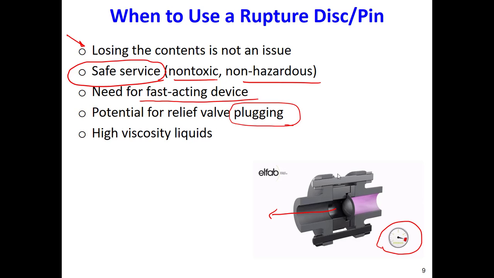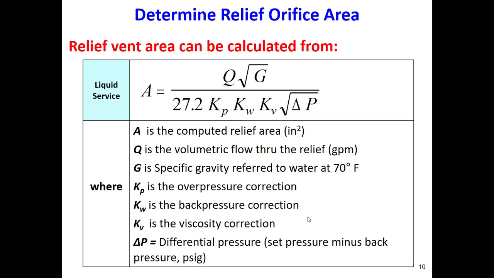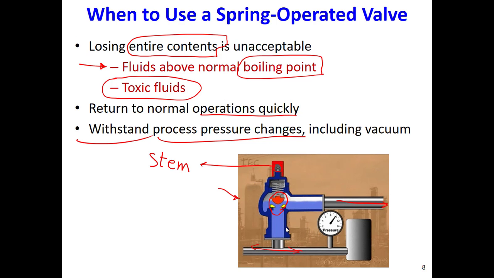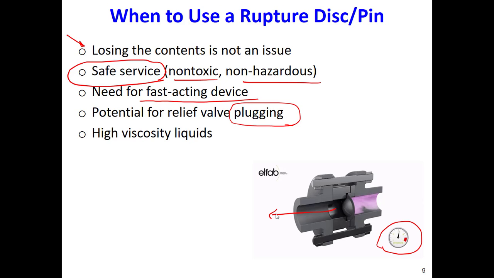The pressure relief valve has an opening. If this opening is blocked with some solid particles or corrosion or whatever, that will affect the operation of this valve, so we prefer to use such devices. And for high viscosity liquids, these devices are also more preferred.